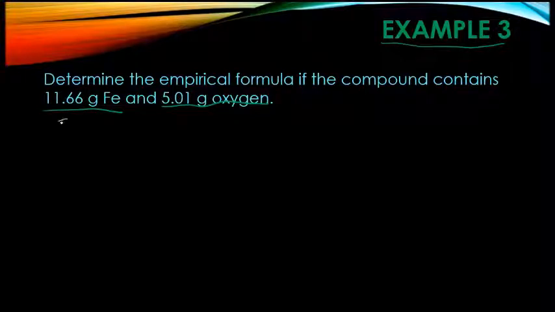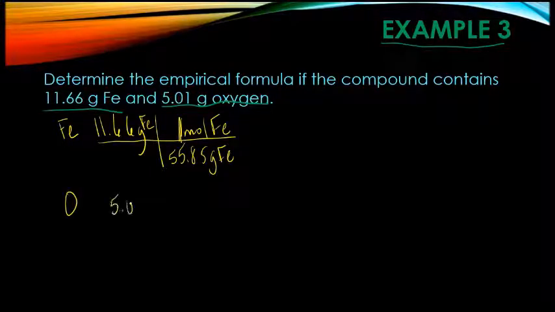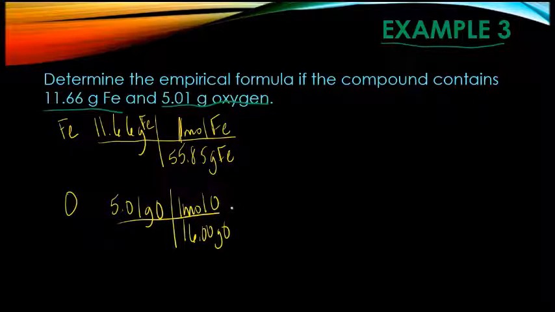Okay, so I just set it up again using iron here, 11.66 grams, changing that to moles. Let me fix that line. It's a little skewed. Straighten it a little bit better. Okay, so this is grams of iron. That's going to be 55.85 grams of iron equals 1 mole of iron on the periodic table. And then we do our oxygen, which is 5.01 grams of O, and that's 16 grams O equals 1 mole of O on the periodic table. Time to calculate the moles.